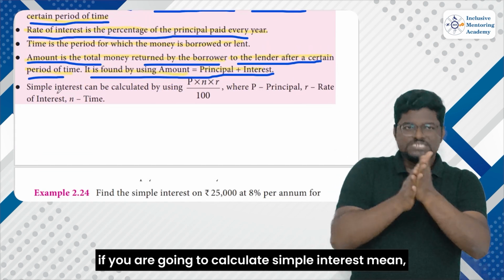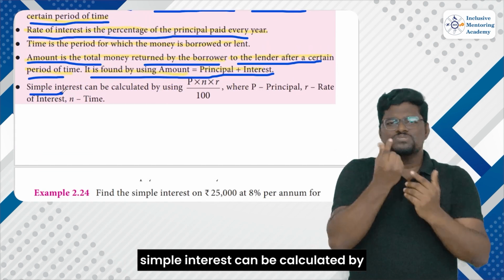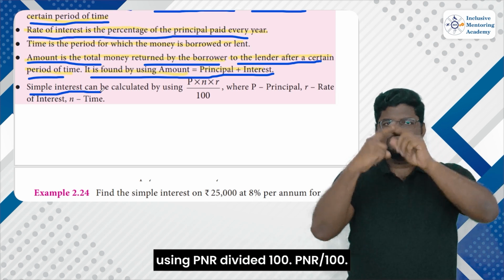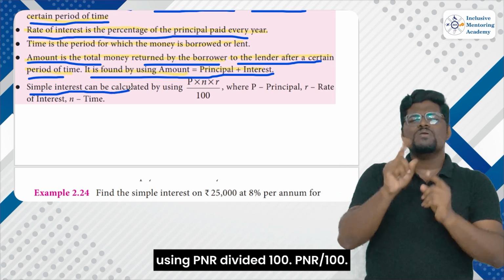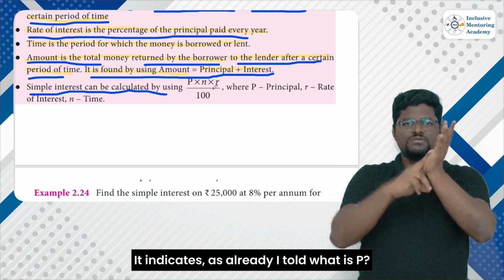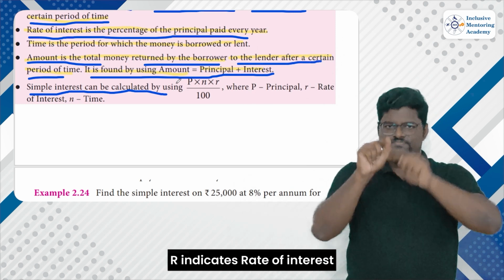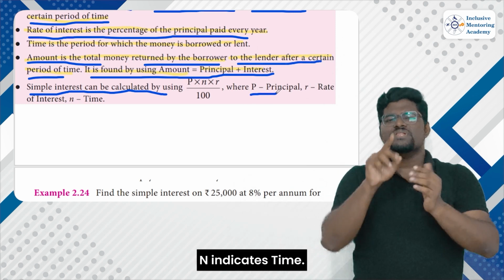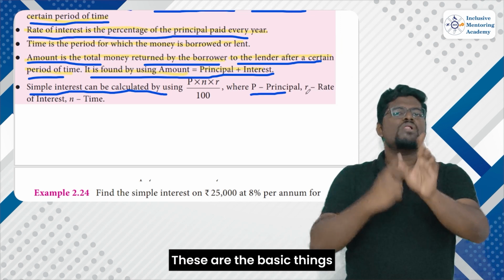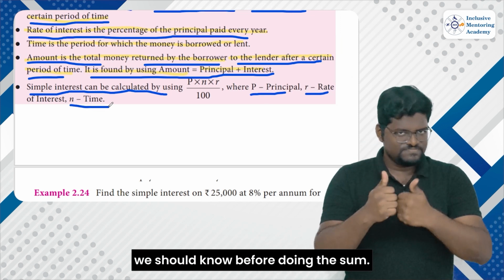Simple interest can be calculated by using PNR divided by 100. P indicates principal, R indicates rate of interest, N indicates time. These are the basic things we should know before doing the sums.